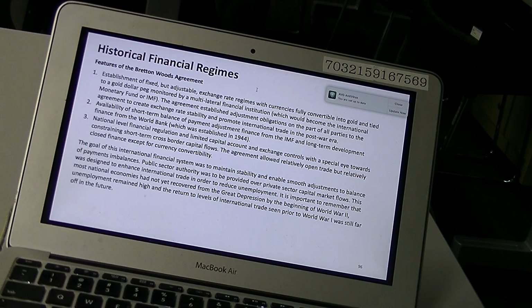short-term capital flows, and it also reduced trade imbalance. There was relatively open trade but closed finance except for currency convertibility. It's a system where you do have trade, but it's less open. The importance was stability and smooth adjustments to balance of payment imbalances. So there were smooth adjustments.